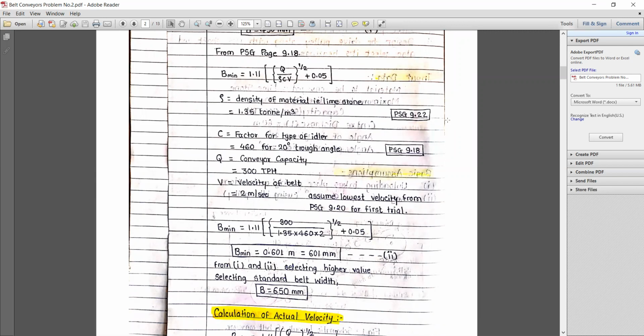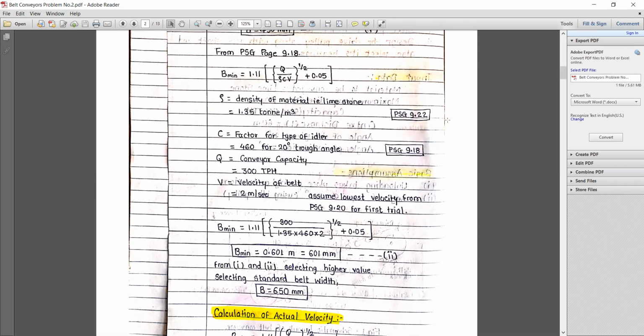Rho, the density of material: as we are conveying limestone, the density of material is 1.35 ton per meter cube, referring to page number 9.22. Second, C. C is the factor for the type of idler. As we are using a troughing idler with an angle of 20 degree, the value of C is 460, referring to page number 9.18. There is a column, and in that column it is shown.